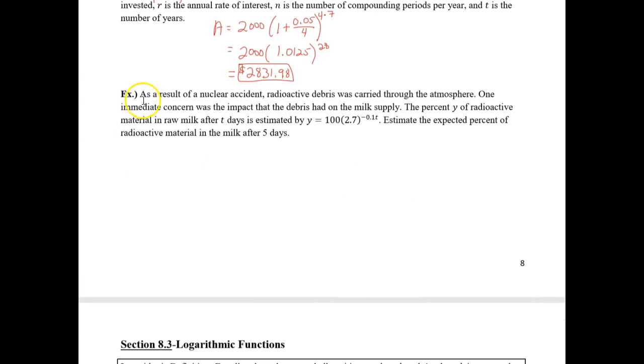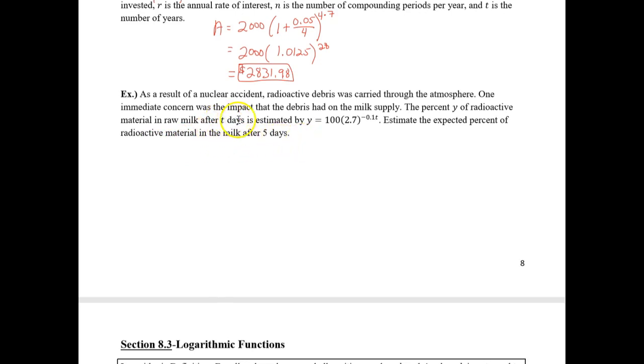Alright, this example says, as a result of a nuclear accident, radioactive debris was carried through the atmosphere. One immediate concern was the impact that the debris had on the milk supply. The percent Y of radioactive material in raw milk after T days is estimated by Y equals 100 times 2.7 to the negative 0.1T. Estimate the expected percent of radioactive material in the milk after 5 days.